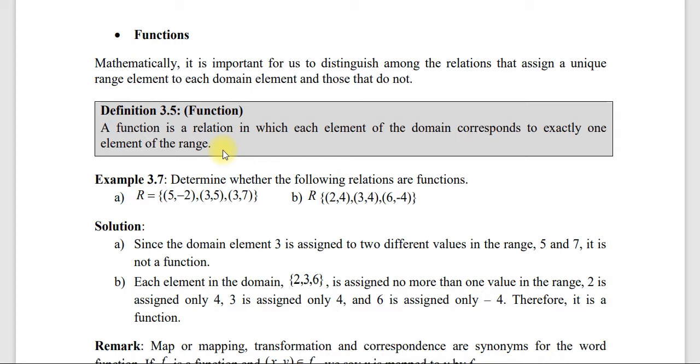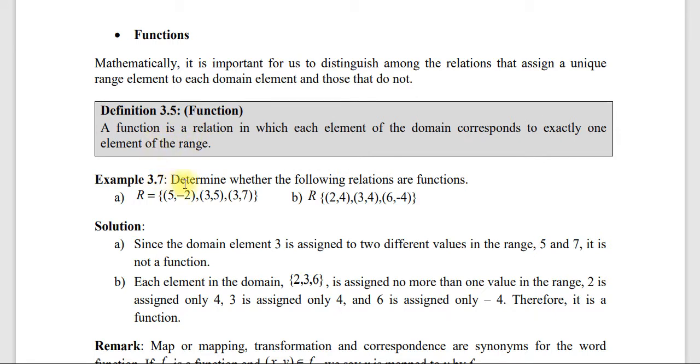Simply function እኮ relation ነው ግን ምን የሆነ relation? Each element of the domain corresponds to exactly one element of the range ነው የሚለው። One element ይችን ነገር አስመሩባት ማለት ነው። So function is a relation but relation is not a function.